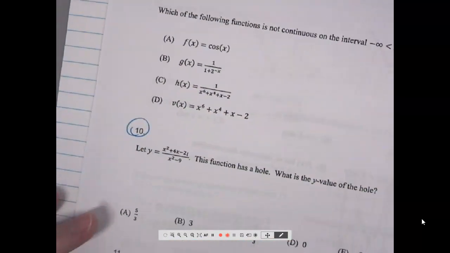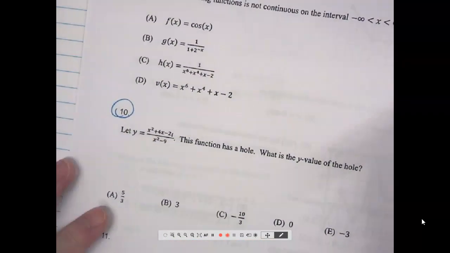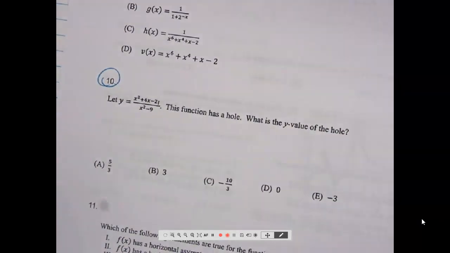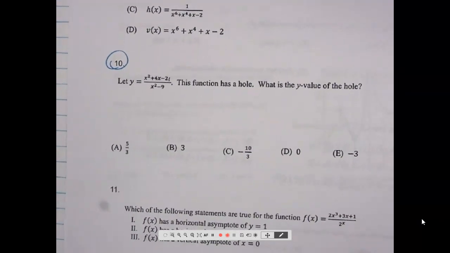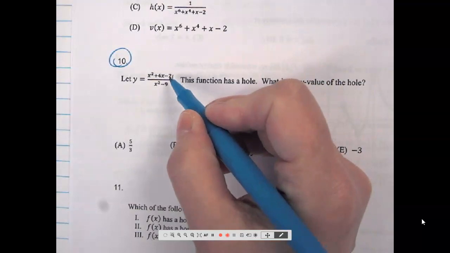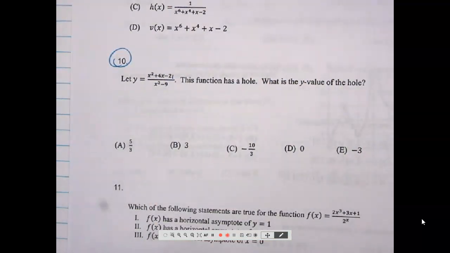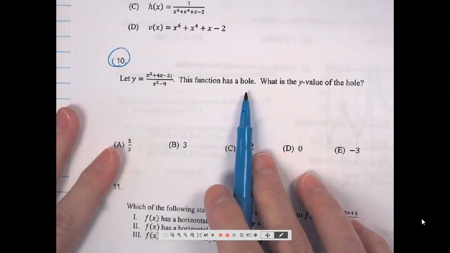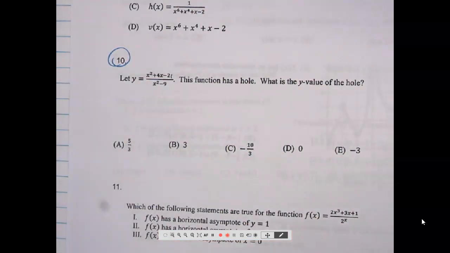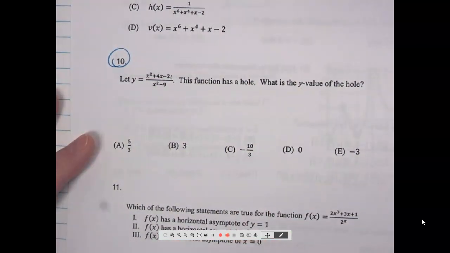All right, so let's look at 10. Okay, let y equal this function, and I told y'all to omit it yesterday, but I think I figured out they just left the 1 off there instead of being a 2. It should have been 21. Right, but let's look at it anyway. This function has a hole. As it was written originally, it did not have a hole. What is the y value of the hole?